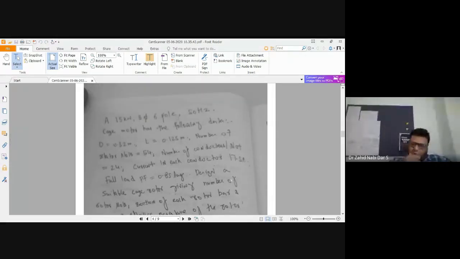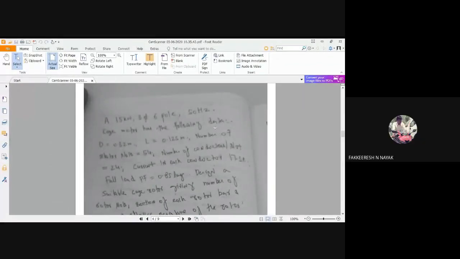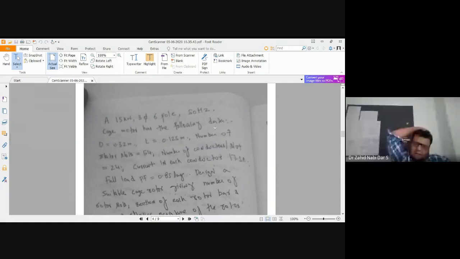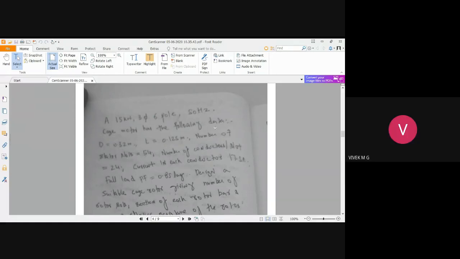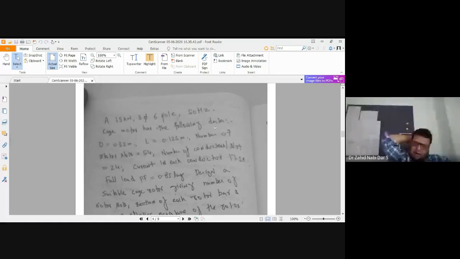Yesterday, some of you did code training with me. I have told you, slip is equal to synchronous speed Ns minus rotor speed Nr, divided by Ns. So Ns you can calculate as 120 f by P. So this is a 6 pole.